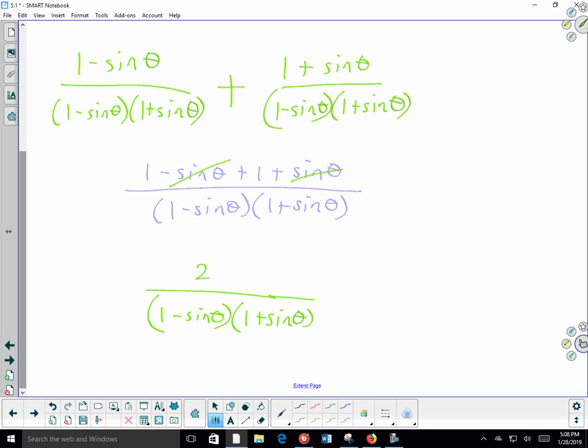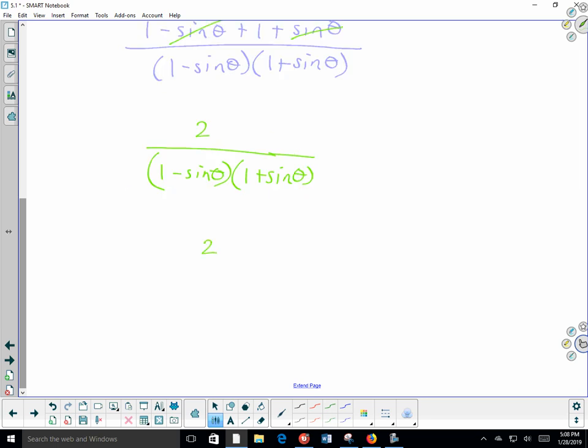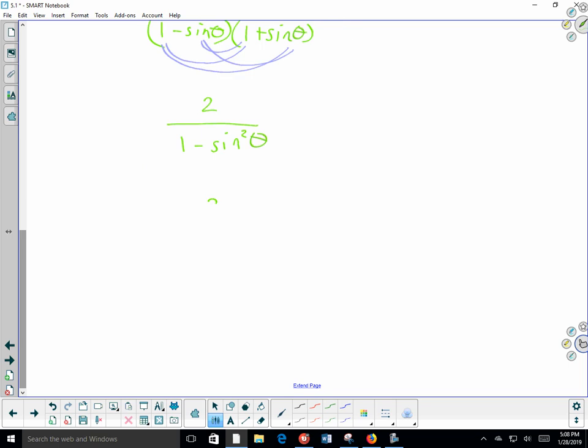I think we could rewrite that denominator. If we did FOIL on this, we'd have a 1, a plus sine theta, then a minus sine theta, and then a minus sine squared. So the sine thetas subtract off, and we have just 1 minus sine squared theta. But that's a flashcard, right? You're making that into a flashcard, and that's really cosine squared of theta.